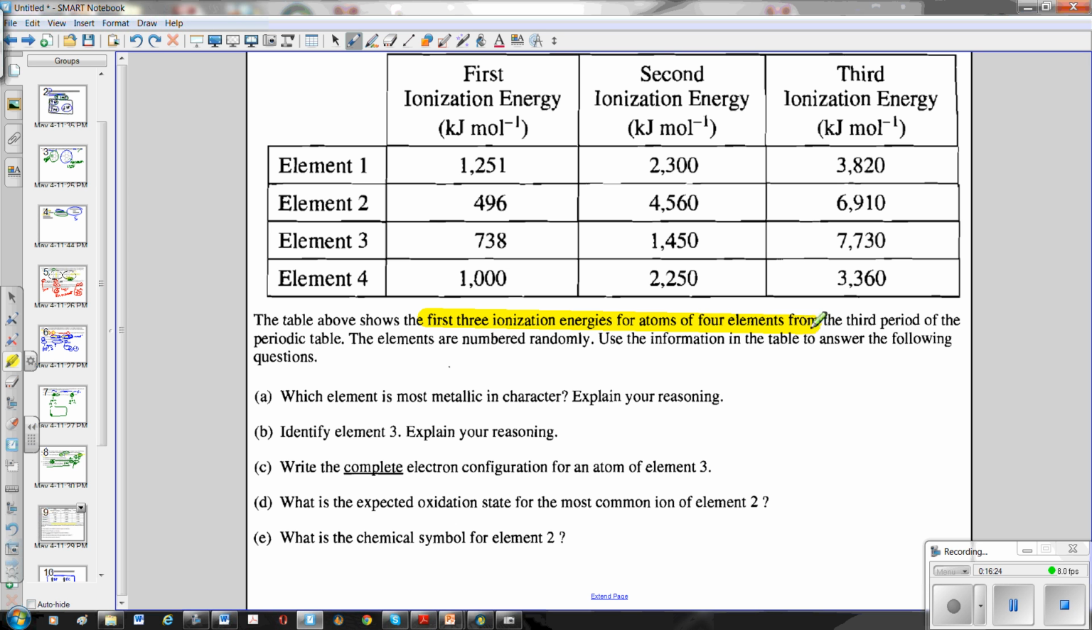So which element is the most metallic in character? What does metallic mean? Metallic means that it is very large and likes to lose electrons very easily. So if you're very large and you like to lose electrons very easily, that's going to be element 1. I'm sorry, I lied. That's going to be element 2, because element 2 has the smallest ionization energy, which makes it easier to remove. If the ionization energy is small, it's an inverse relationship. It means the size of the atom or atomic cloud is larger.